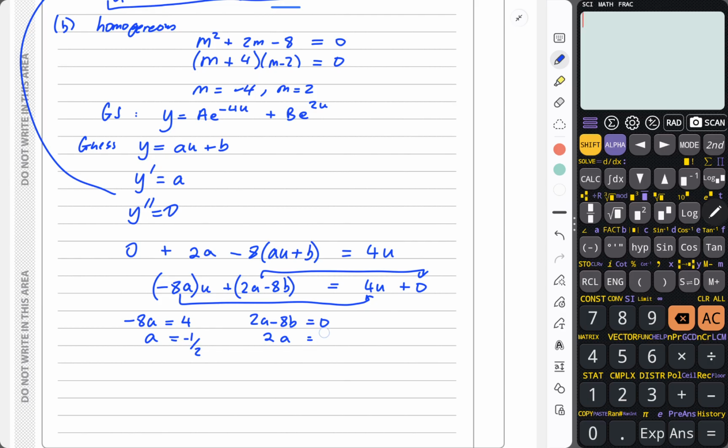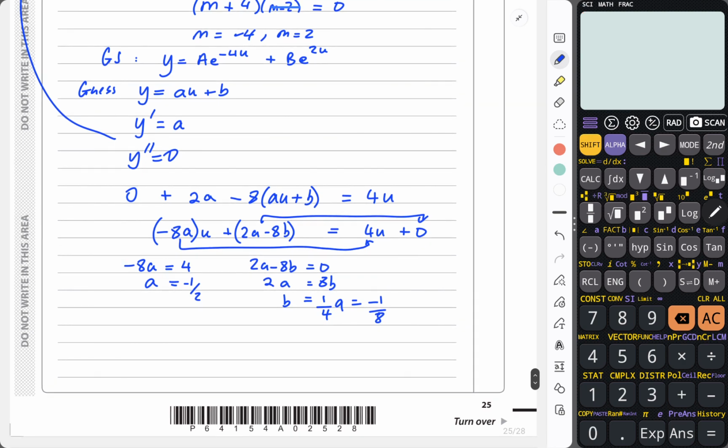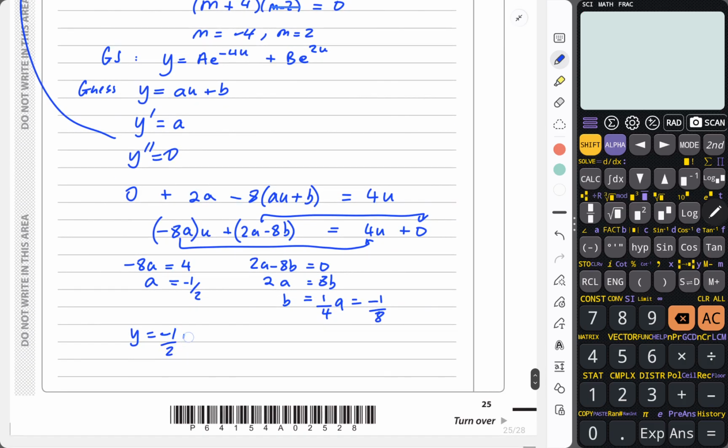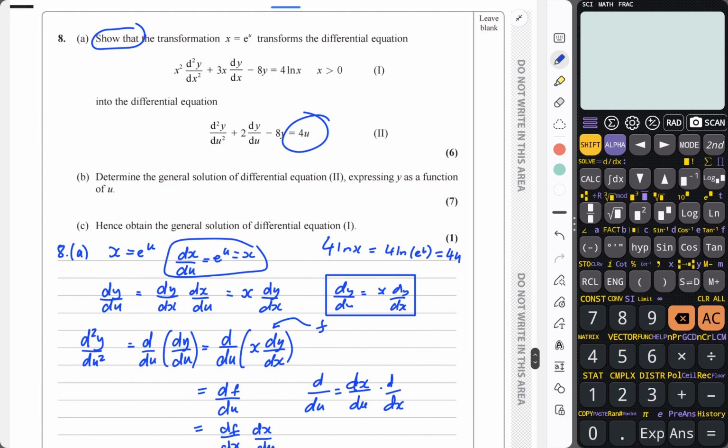And then I'm going to get 2a is equal to 8b. So b is going to be 2/8 or a quarter of a. And then a was minus a half, that's minus an eighth. So that means my particular solution that we've just worked out is minus a half u minus an eighth. So my overall solution to my inhomogeneous equation is going to be y is Ae to the minus 4u plus Be to the 2u minus a half u minus an eighth. So that's my full general solution to the inhomogeneous equation.